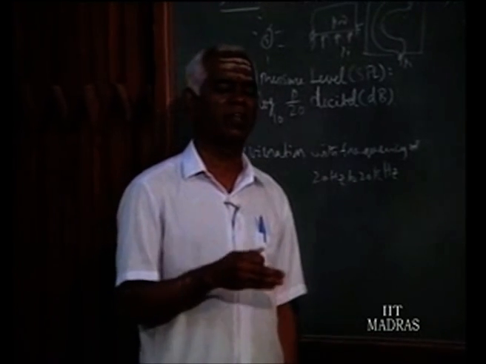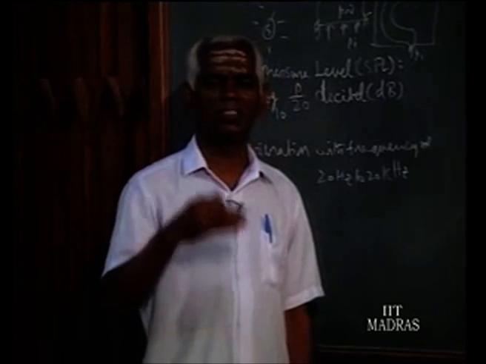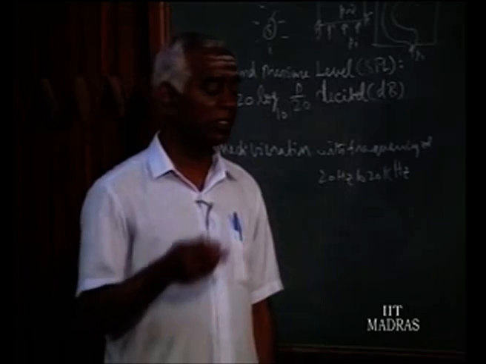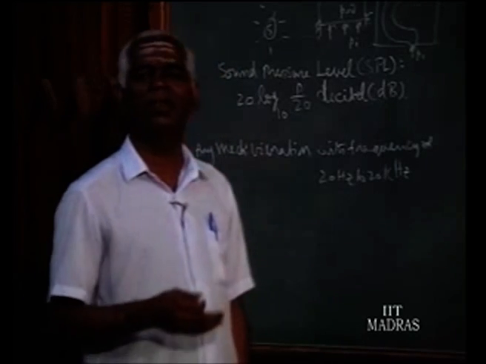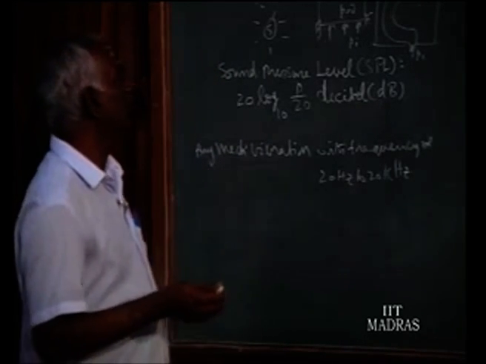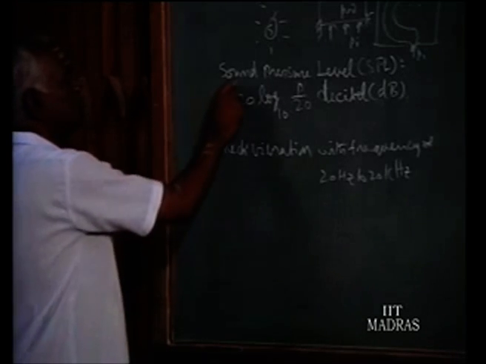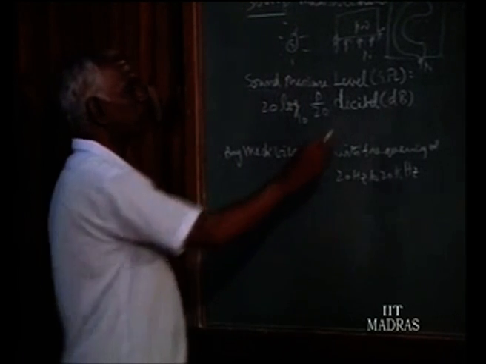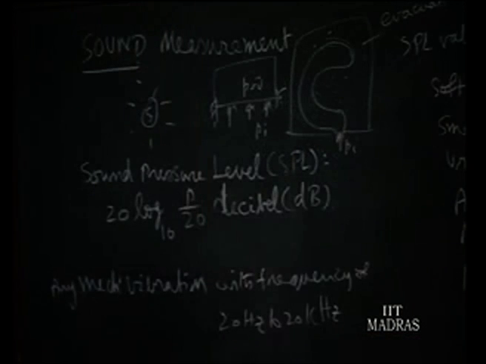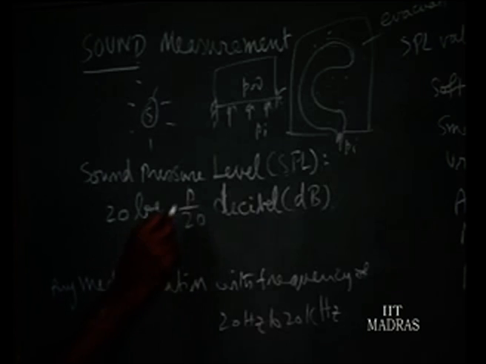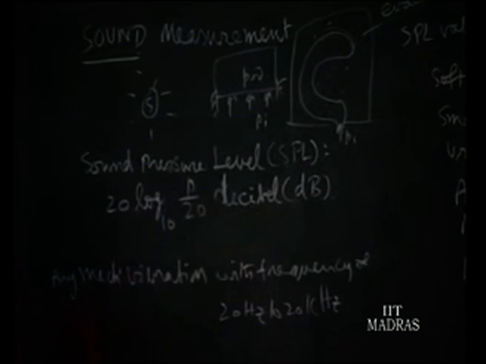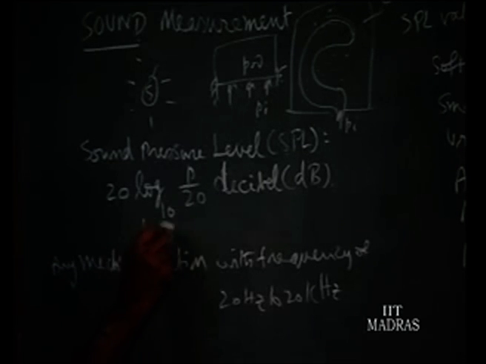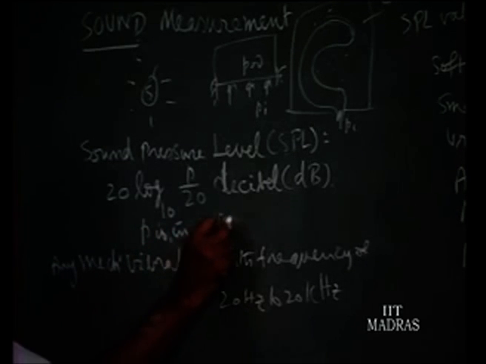Whether noise is reduced or not, how do you know? Unless we measure the noise, we cannot specify or quantify it. That is what we are learning here, how to quantify noise. For that we have this unit, sound pressure level, simply called SPL. It is defined as 20 log to the base 10 of P by 20 decibel, where P is in micropascal.